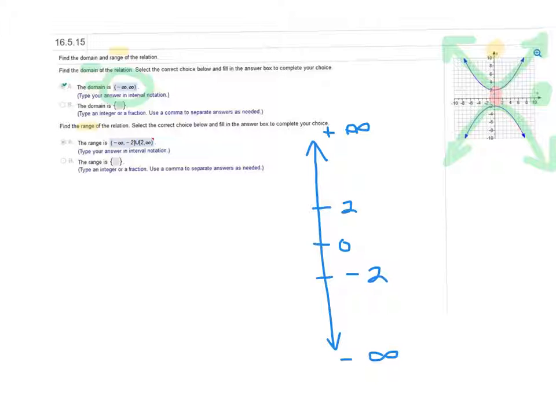And since we need to exclude all the values between -2 and 2, then the range values will include -2 and 2, but it won't include numbers like -1 or +1 or 1/2 or any other numbers between 2 and -2. So the range does go up from there.